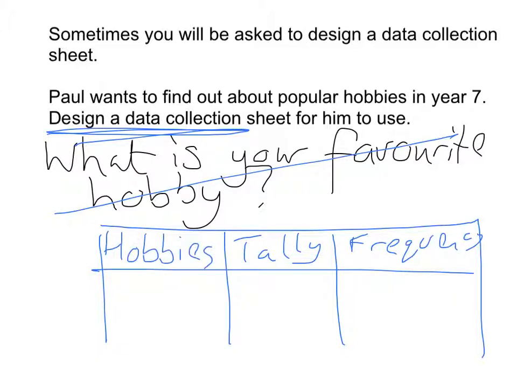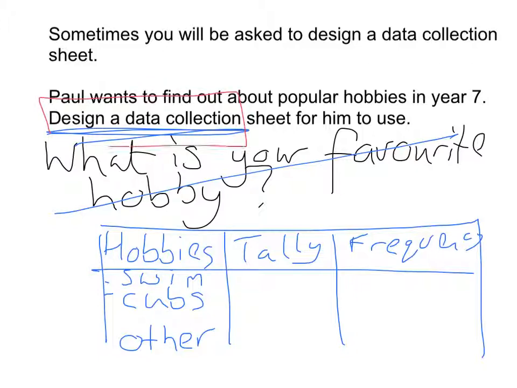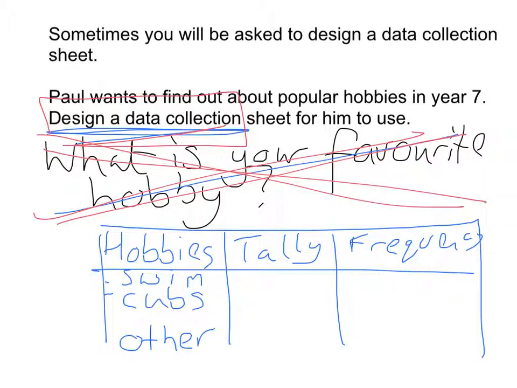As well as picking 4 or 5 to list, so you might have swimming, you might have cubs, you also need to make sure that you put other, and that will get you full marks for this question. So just to recap, if it says design a data collection sheet, you are not writing the question. You are designing a tally chart and making sure you include that frequency column.